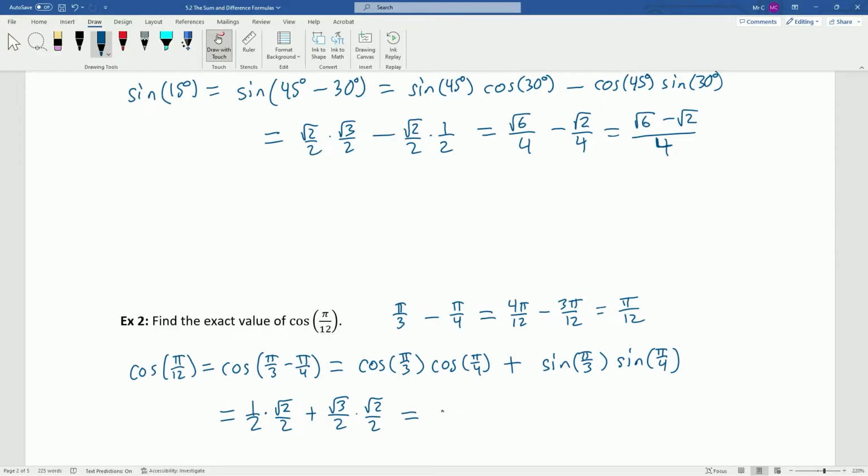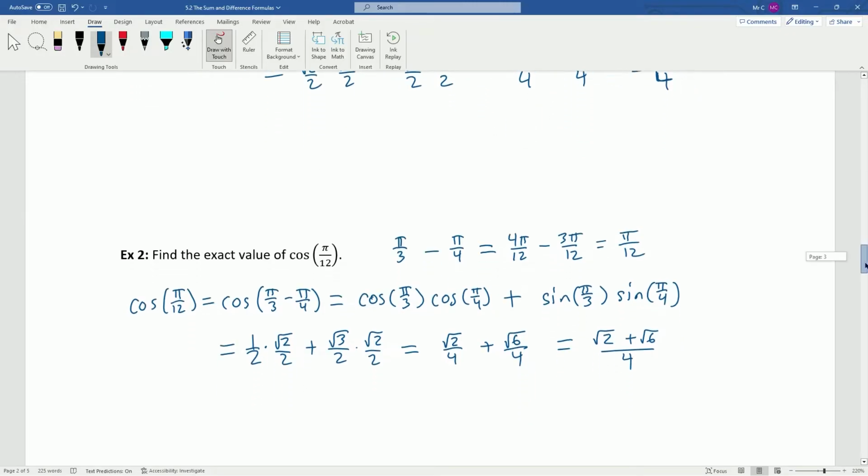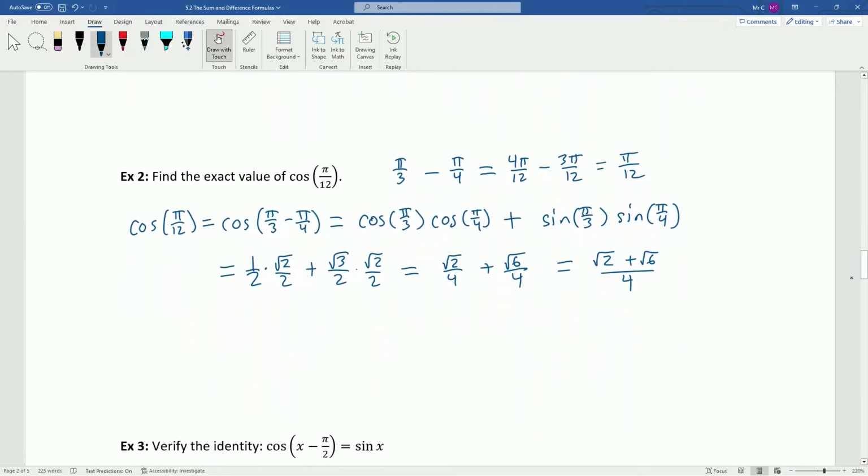1/2 times the square root of 2 over 2 is the square root of 2 over 4. Square root of 3 times the square root of 2 is the square root of 6. Over 2 times 2 is 4. So finally, that's the square root of 2 plus the square root of 6, all over 4. And that's it.